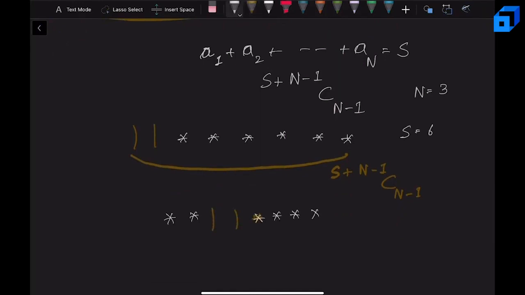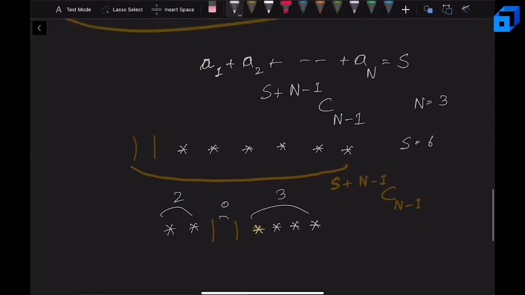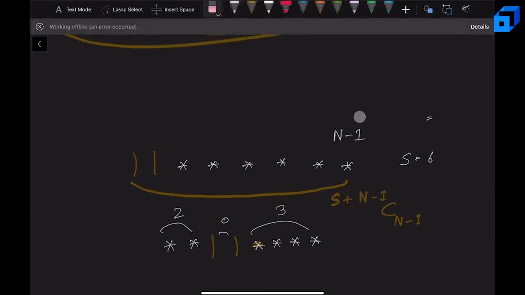So what it does is, the values between the bars will be the value of Ai, because these bars divide the stars. If we have n minus 1 bars, this will divide the stars into n parts. So for example, here we have 2, here we have 0, and here we have 3. Any permutation will give us a solution to this equation. So that was the general idea behind this. The solution to this is (S + N - 1) C (N - 1).